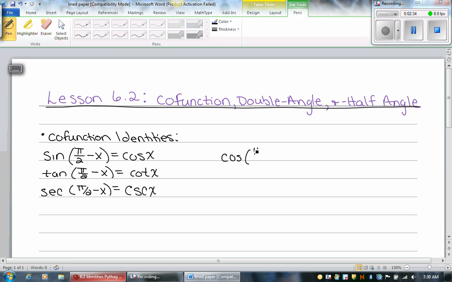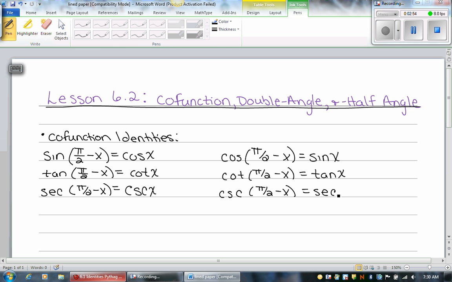So, similarly, cosine of pi over 2 minus x is equal to sine x. Cotangent of pi over 2 minus x is equal to tangent x. And cosecant of pi over 2 minus x is equal to secant x. So those are your cofunction identities. And again, please make sure you get them written down on a note card.